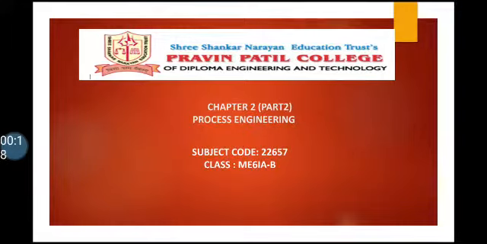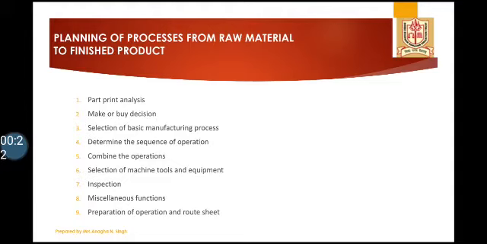Here we will continue with chapter number 2, Process Engineering. Now let us see the planning of process from raw material to the finished product. Means converting raw material into finished product, what processes we are planning.